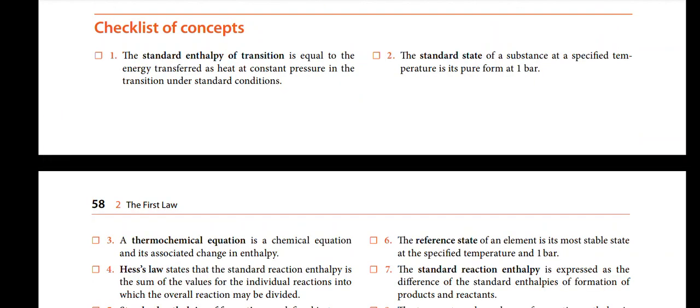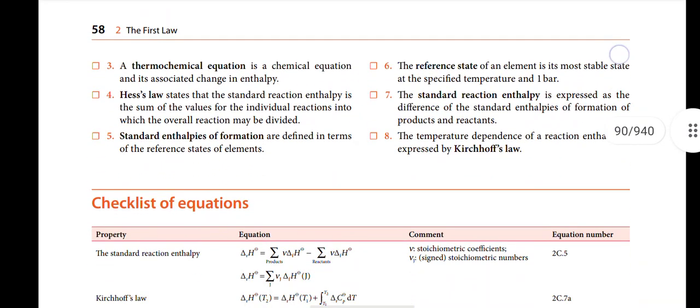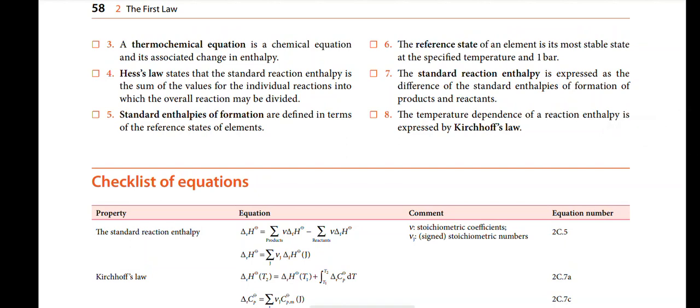Checklist of concepts. Number 1. The standard enthalpy of transition is equal to the energy transferred as heat at constant pressure in the transition under standard conditions. Number 2. The standard state of a substance at a specified temperature is its pure form at 1 bar. Number 3. A thermochemical equation is a chemical equation and its associated change in enthalpy. Number 4. Hess's law states that the standard reaction enthalpy is the sum of the values for the individual reactions into which the overall reaction may be divided.